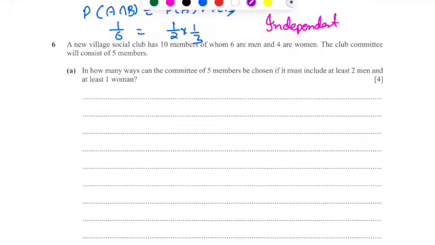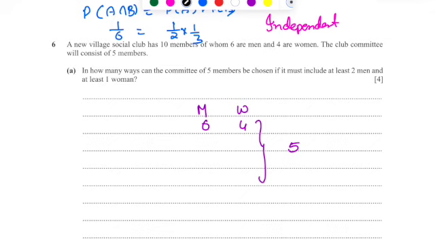Now coming to question number 6. A new village social club has 10 members, of whom 6 are men and 4 are women. A club committee has to be formed. Men are 6 and women are 4. How many members have to be chosen? 5 members. What is the condition?